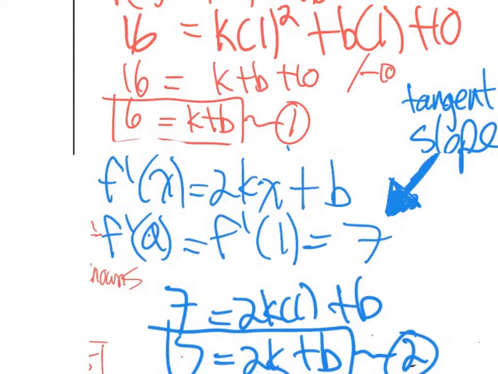6 equals k plus b. And that's based on the relationship between the x and the y value at the point of tangency. So I used f at x. Okay, and so I have one equation with two unknowns. I can't solve that. So what I need to do is introduce another equation.